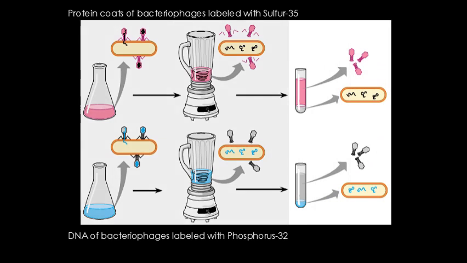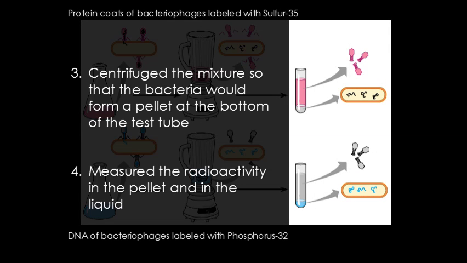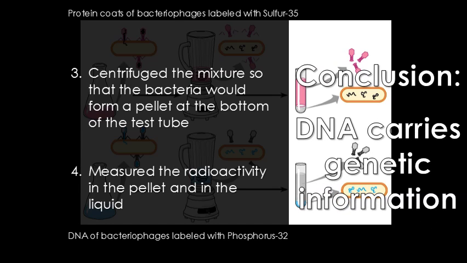Those samples were then centrifuged so that the mixture would form a pellet at the bottom of the test tube. So the virus protein shells and things stayed suspended in the fluid, but the heavy E. coli went to the bottom. They then measured the radioactivity in the pellet and in the liquid. The conclusion here was that DNA carried genetic information. This was the first time that claim was made.